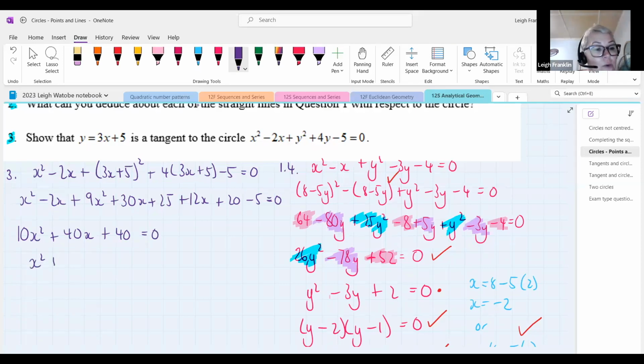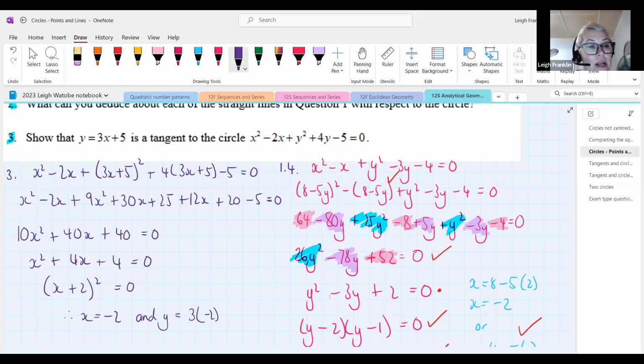This would give us x squared plus 4x plus 4. And now we know that we're correct because this is a perfect square trinomial. So it would factorize into (x plus 2) squared equals 0. So therefore x equals -2. Okay, we can work out y. So y would be equal to 3 times -2 plus 5. So that would give us -1.